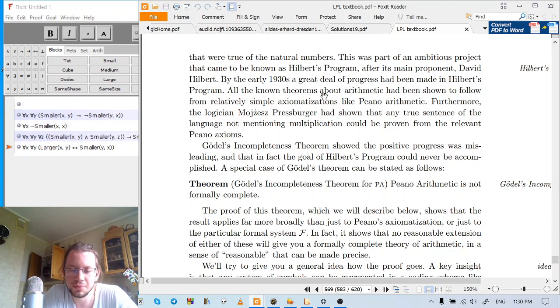Okay. We want to have a formally complete theory of arithmetic, no matter how we extend any of the formal systems or axioms. What do they mean by the sense of quote-unquote reasonable? It can be made precise. Tell me if you know.